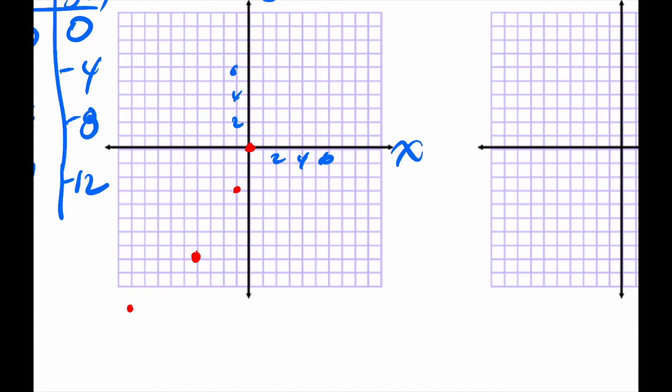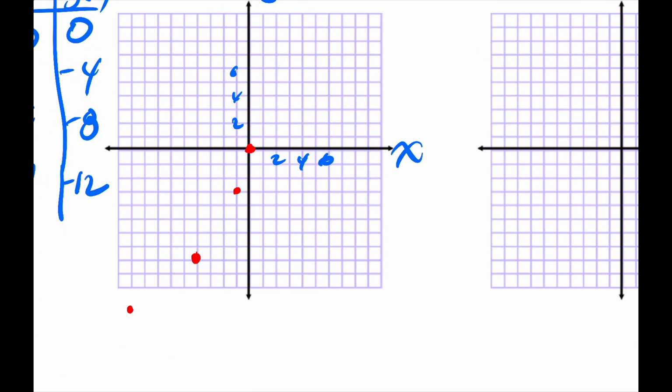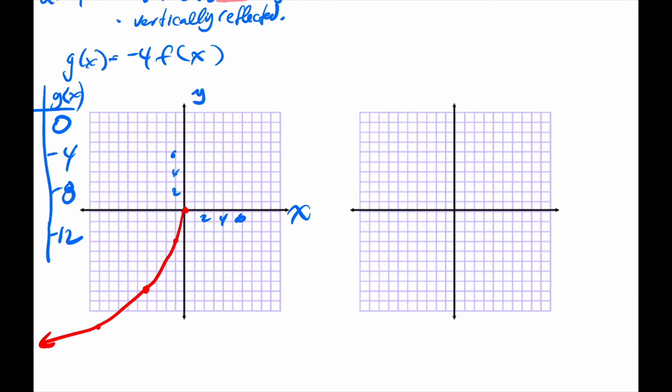I'm just eyeballing it. So again, this is the shape of the square root graph, but we recognize in this case it's going to be stretched by a factor of 4. So it's going to look like it's really pulled down because it's also reflected. So we're going to connect the dots in a nice smooth curve. That's going to look like a shooting arrow like that. So this is g of x.